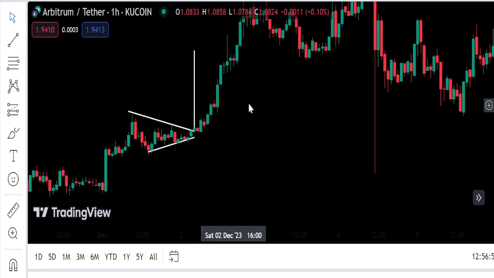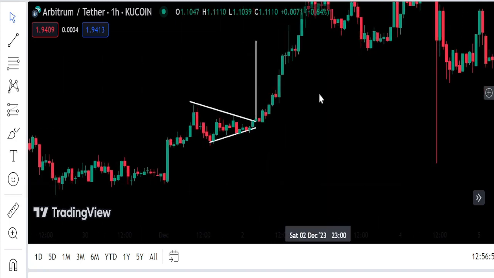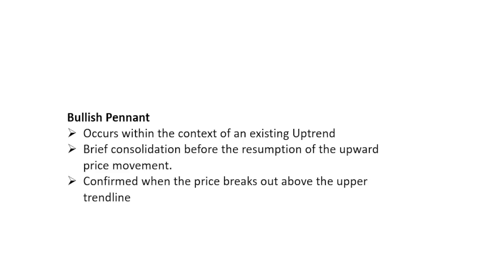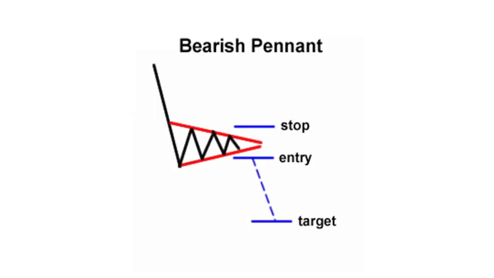So here is a typical example of a bullish pennant. So let's do a recap of the bullish pennant. We have said a bullish pennant occurs within the context of an existing uptrend, a brief consolidation before the resumption of the upward price movement, confirmed when the price breaks out above the upper trend line. So let's move to our next pattern, the bearish pennant.